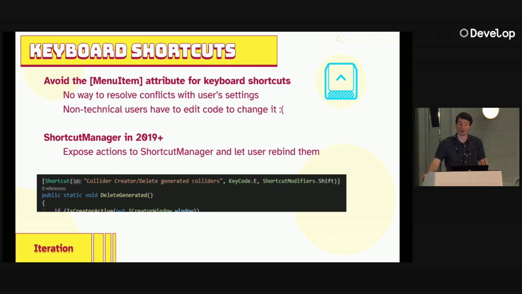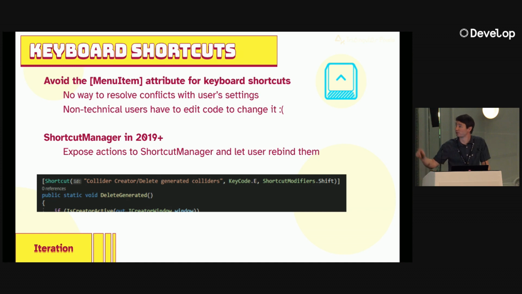Keyboard shortcuts are a lot easier now that 2018 is basically dead. There is this old menu item attribute, and it's fine, but it sucks for assets because it's effectively a hard-coded button mapping in your source code, and there is no way to resolve conflicts between multiple uses of that binding to the same button combination. And for internal stuff, that's fine, but if that's anything you're shipping, it's a pain, and non-technical users will have a hard time tracking those down in the code and changing them.